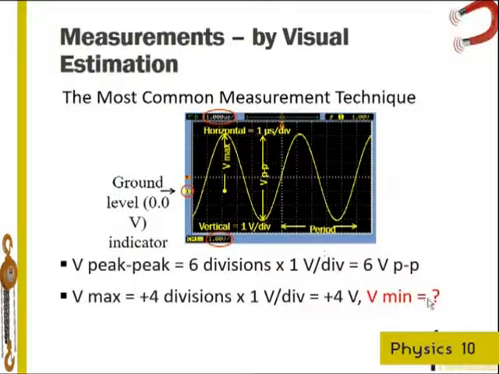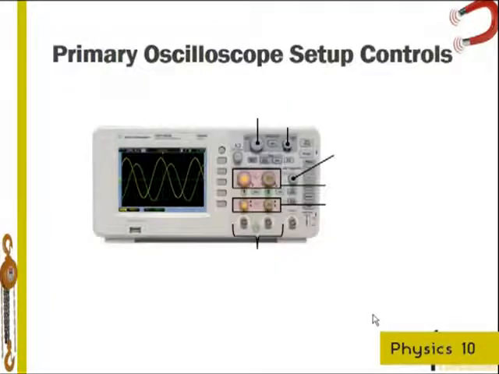Now, V min, what do you think that would be? Well, again, if we start off at the ground level and we look at V min, where this would be the minimum for the peak, then it's 1, 2 divisions. So it'd be 2 times 1 volt per division. So that would give you a value of 2 volts.